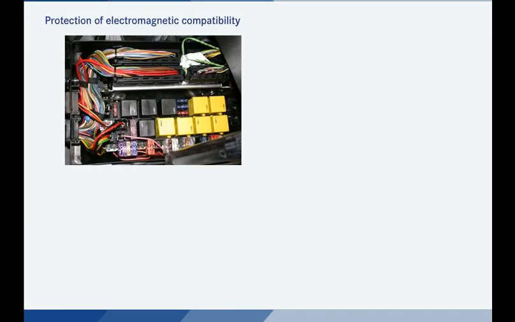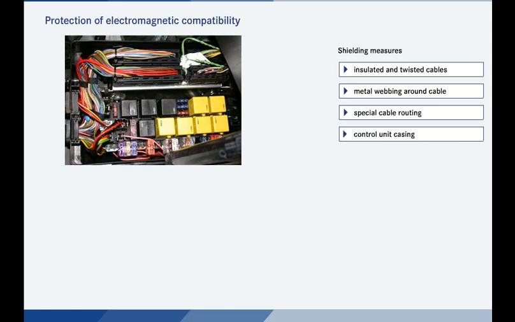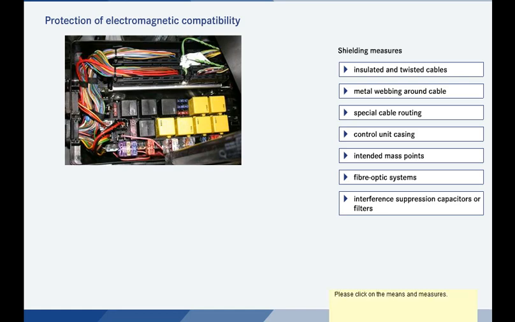Where possible, the electronic systems inside a vehicle, in particular control units and radio transmitters, are designed and built with optimum EMC. To this end, the following measures are taken to shield both the systems and cables: insulating and twisting the cables, putting a mesh metal outer shield around the cables, correct cable routing, the adequate design of the control unit housing, the correct use of the mass points specified by design, the use of fiber optic systems, installing interference suppression capacitors or filters. Click on the different means and measures for relevant examples and explanations.